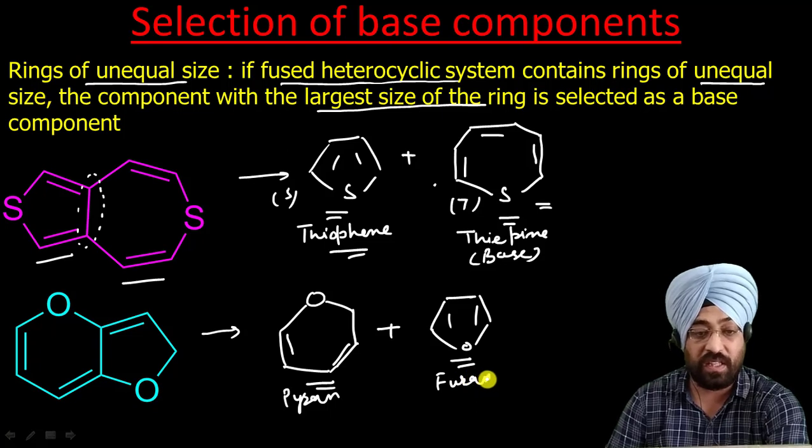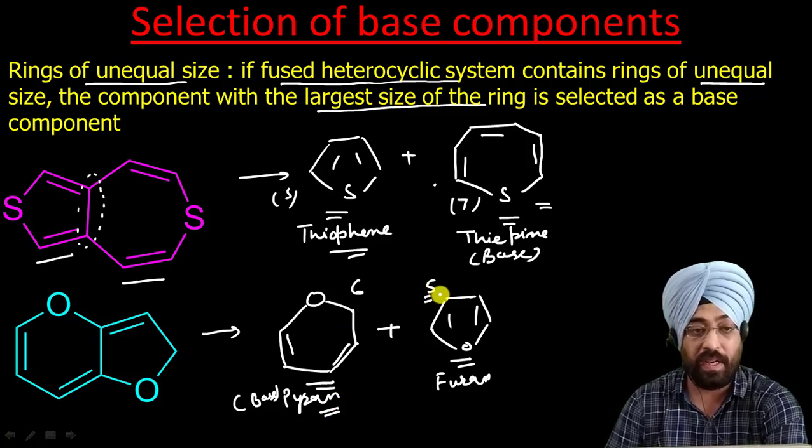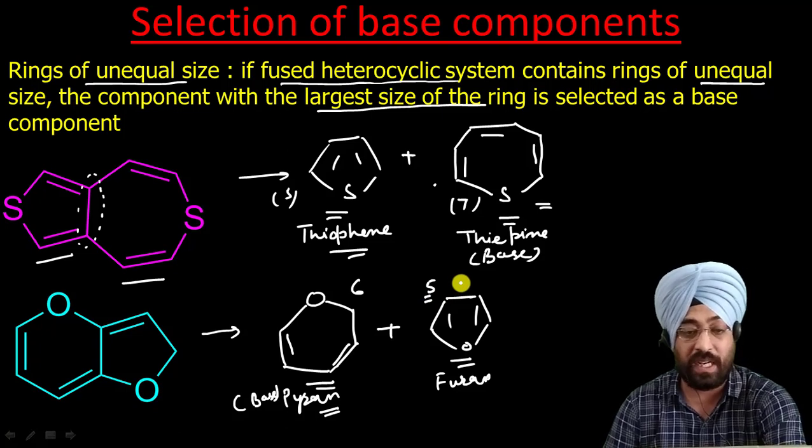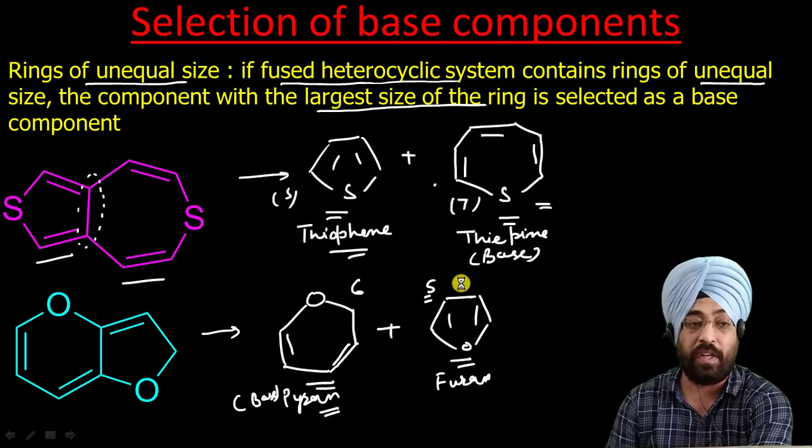Now you can see it is 6-membered, it is 5-membered. So which is our base component? The one which is the larger ring. So this is our base component. This pyran is the base component because it is a 6-membered ring and the other is a 5-membered ring, and this rule says that we have to choose the ring which has larger size as the base component.